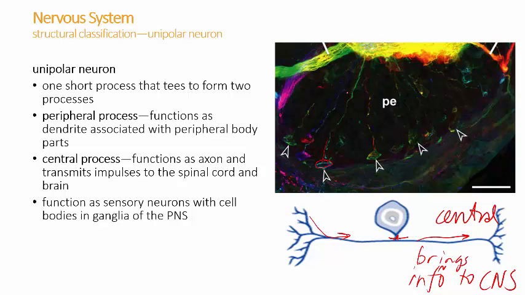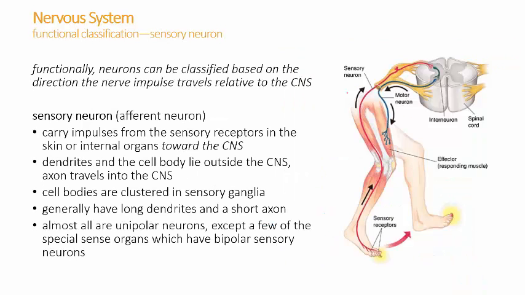Okay, so three kinds of neurons, the multipolar, bipolar, and unipolar neurons, based on how many processes extend from the cell body. And then we can think about them also from a functional standpoint. So what are they doing? And again, we have three kinds of neurons that we can cluster them into, three types.